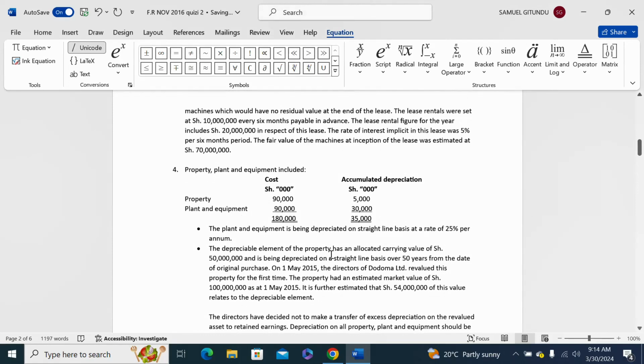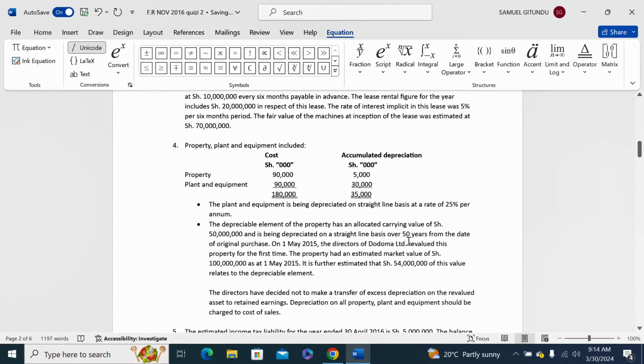The depreciable element of the property has an allocated carrying value of shillings 50 million and is being depreciated on a straight line basis over 50 years from the date of original purchase. On 1st May 2015, this is now the beginning of the year, the directors of Dodoma Limited revalued this property for the first time. The property had an estimated market value of shillings 100 million as at 1st May 2015.